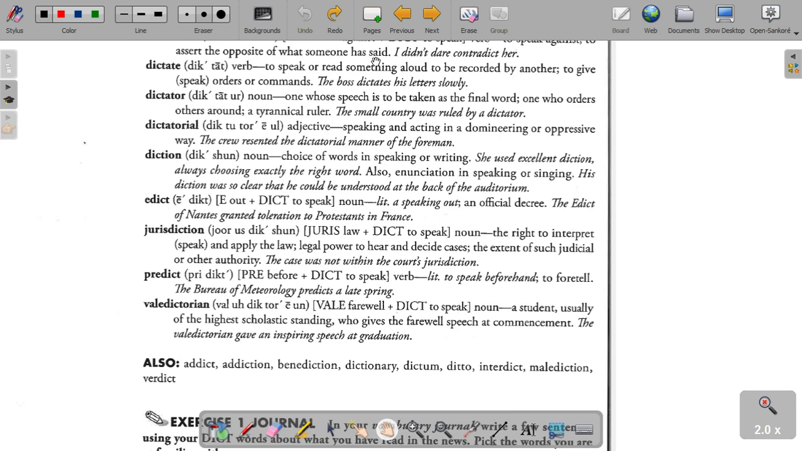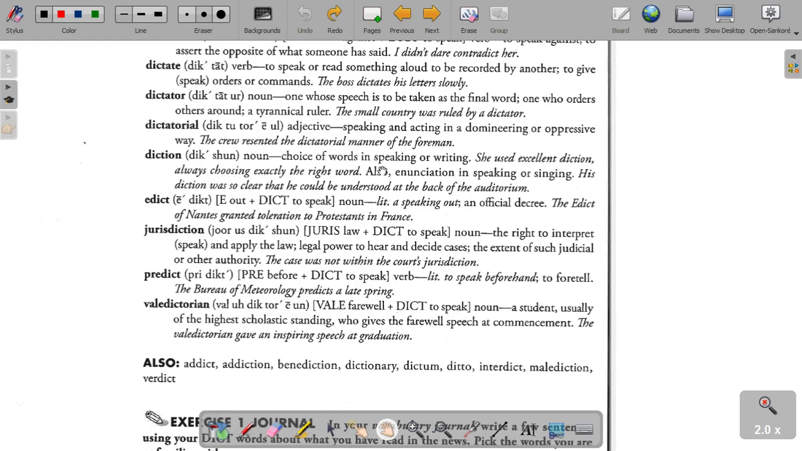Dictate just means to speak or read something out loud, to be recorded by another, or to give orders or commands. So the boss dictates his letter slowly. Dictator, as you probably know, is just a person whose speech is to be taken as the final word, one who orders others around, or a tyrannical ruler. So the small country was ruled by a dictator, and dictatorial is just an adjective form.